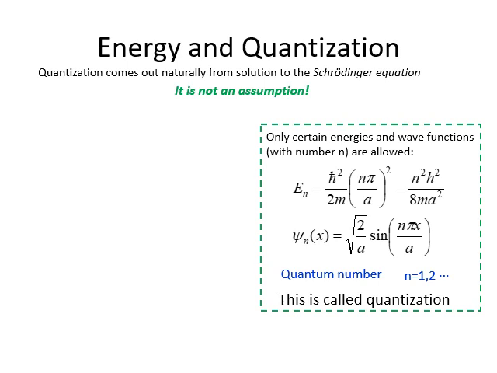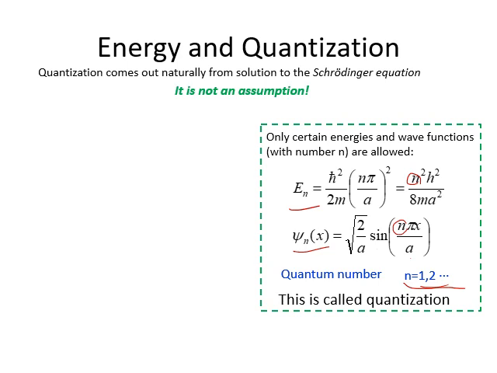In summary, these are the solutions to the Schrödinger equation for a particle in a box. The energy is n squared h squared divided by 8ma squared. N is a quantum number 1, 2, 3, 4. That's the integer. The wave function is square root 2 over a sine n pi x over a. N again is a quantum number 1, 2, 3, 4. The quantum number comes naturally when we solve the Schrödinger equation.